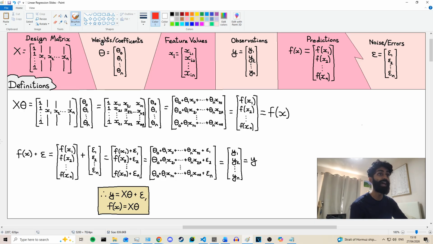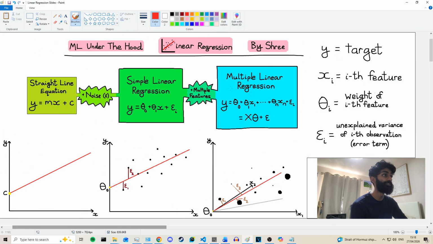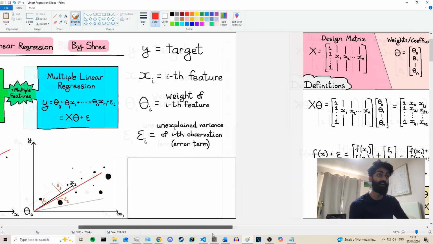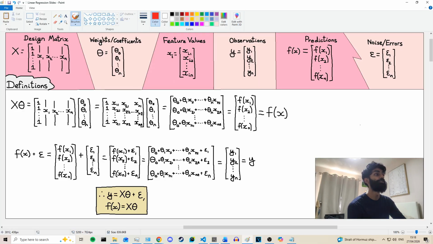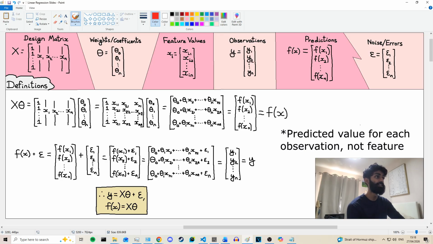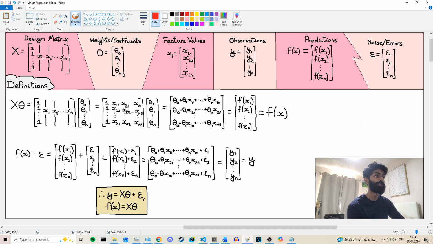Simply f of x equals x theta, where as a final step we say f of x1 equals this, just by definition of our multiple linear regression equation. We've just got no epsilon, as I mentioned before. That's the differentiating factor between f of x and y. And we've done that for each of our observations. So this f of x1 is the predicted value for our first observation, and so on up to our nth. And all of these predictions are stored in a column vector that we then generally call f of x.